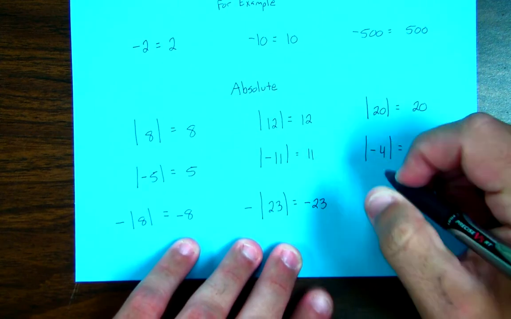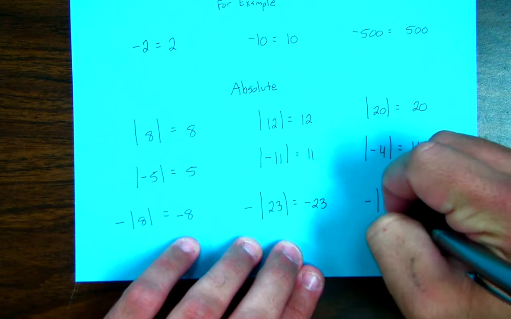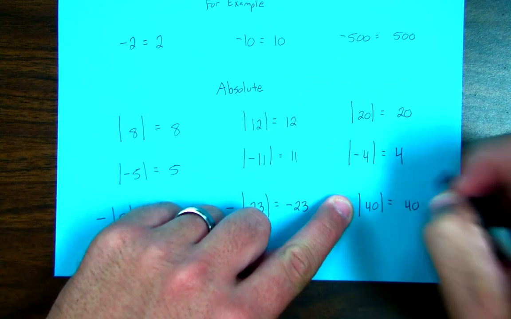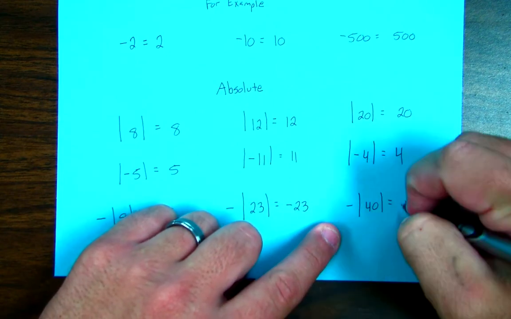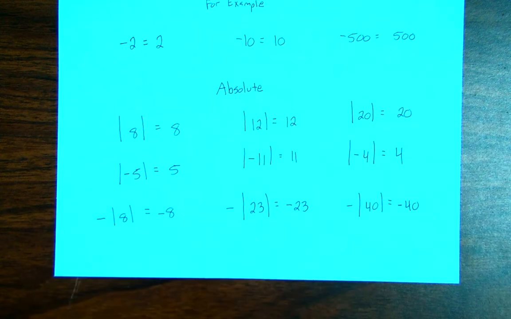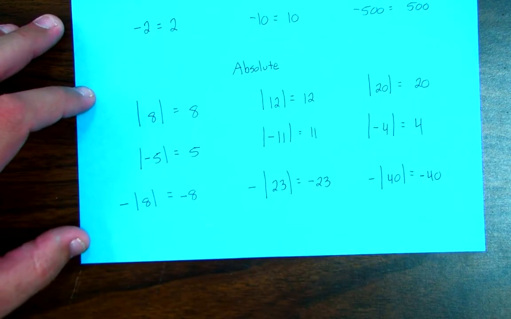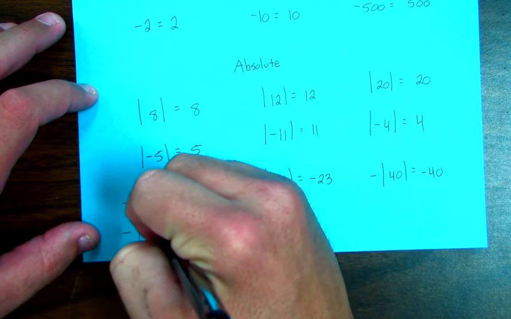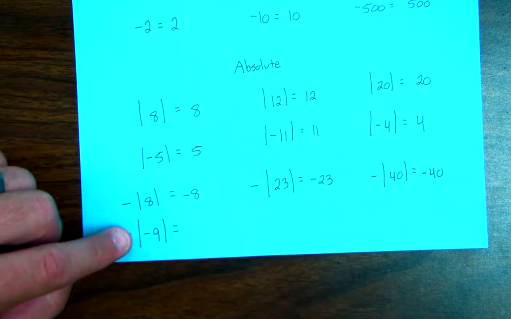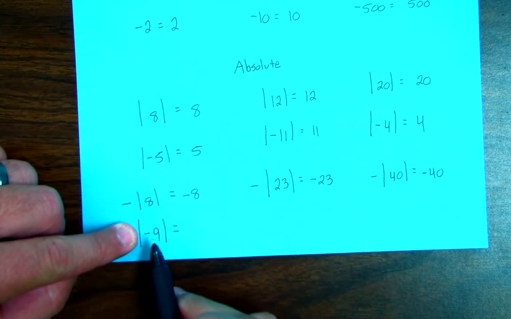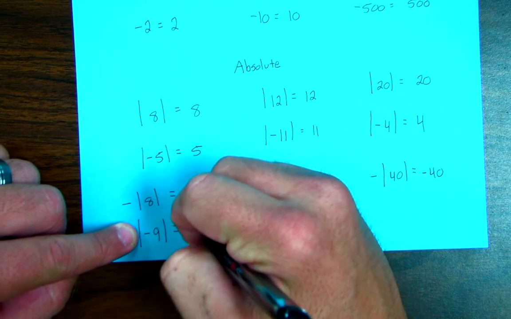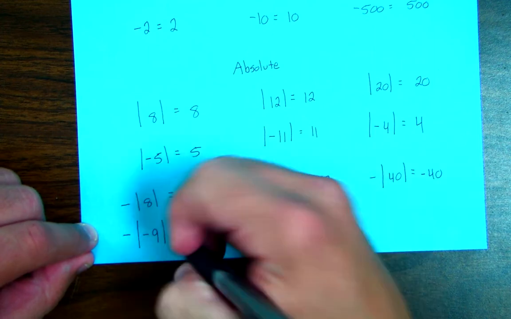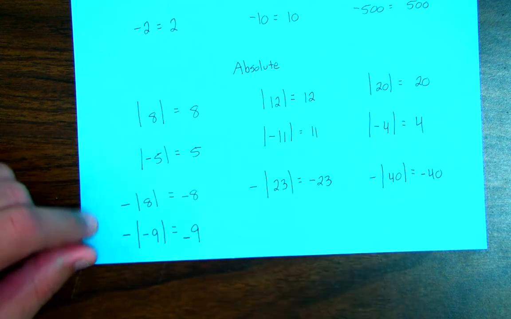The negative absolute value of 40. Again, the absolute value of 40 is 40, and the negative on the outside comes along. Okay, and let's try one more here. What happens if you have the negative absolute value of negative 9? Well, start off, what is the absolute value of negative 9? Well, that's just 9. The negative on the outside comes back and joins, though. There's your answer.